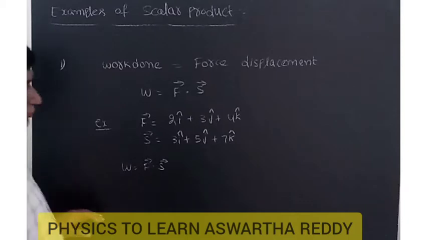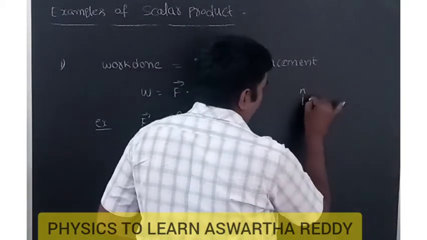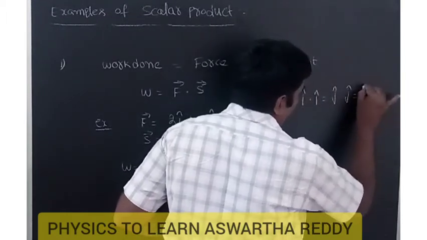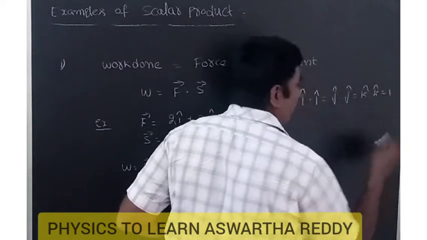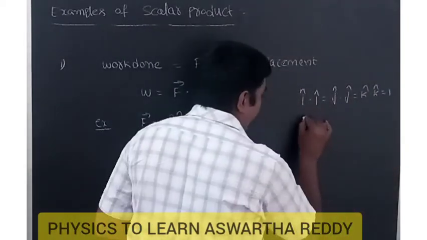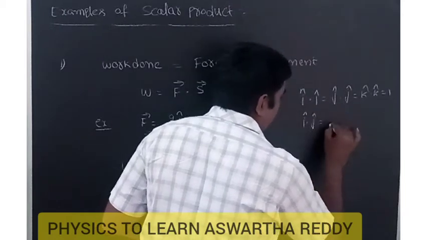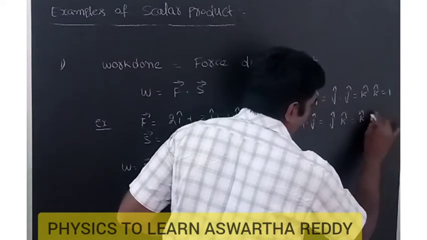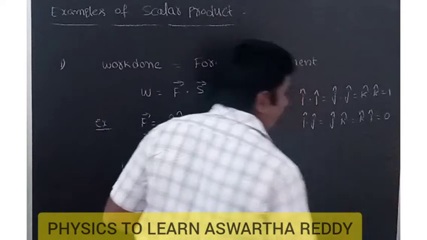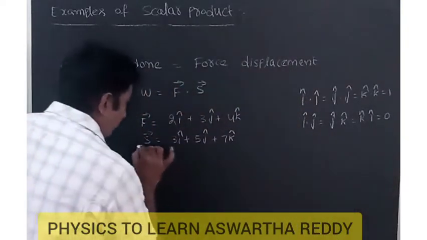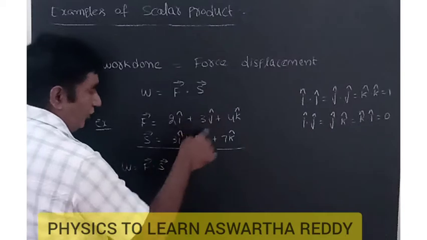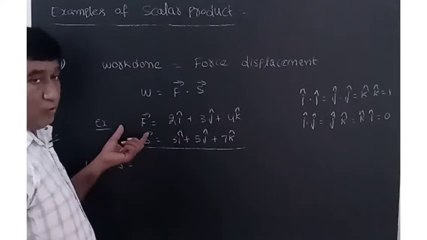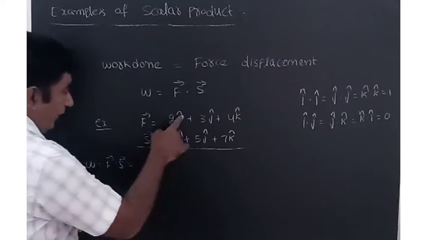If you remember, just now I said i dot i equals j dot j equals k dot k. There is no need to use the cap. In the same way, i dot j equals j dot k equals k dot i. So in simple terms, in order to remember, you can write it like this: i dot i is 1, j dot j is 1, k dot k is 1. In all the remaining cases, it will be 0. It is a dot product, which means we have to multiply. So i dot i is equal to 1.